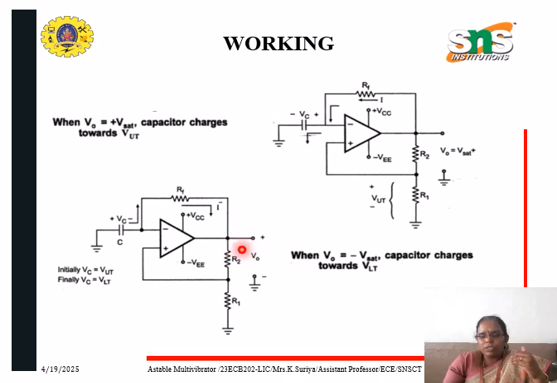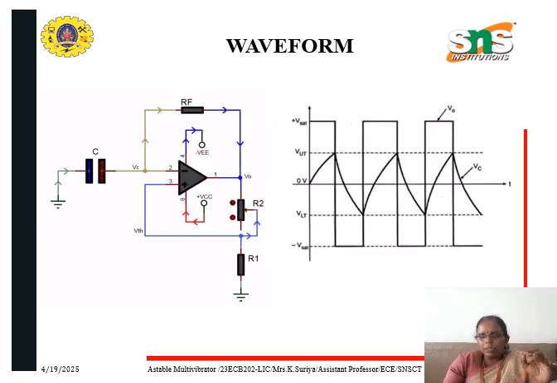So when your output switches to minus Vsat, your capacitor will start discharging. So this discharging takes place until your capacitor voltage reaches your lower threshold voltage. Once the capacitor voltage crosses the lower threshold voltage, the output will again switch back to plus Vsat. So this is how the working of an astable multivibrator is happening. So we will see the working with the help of a waveform shown here.